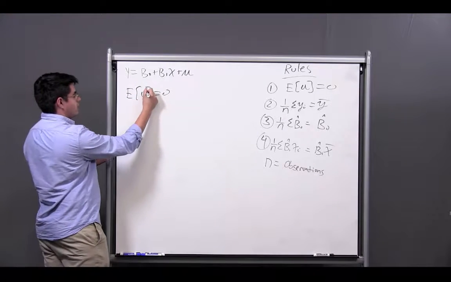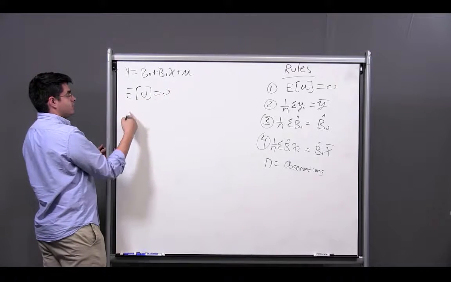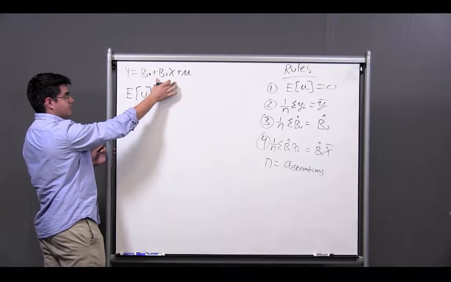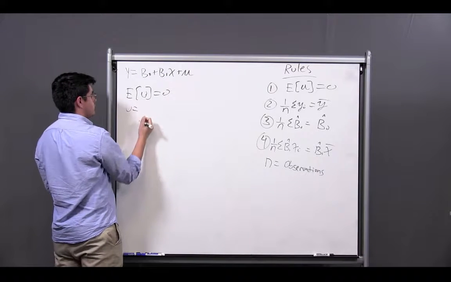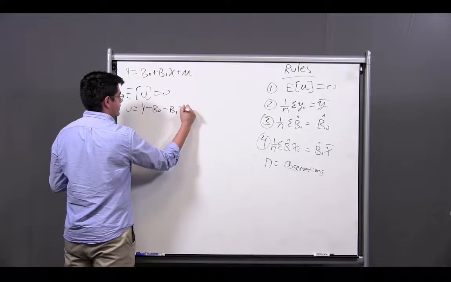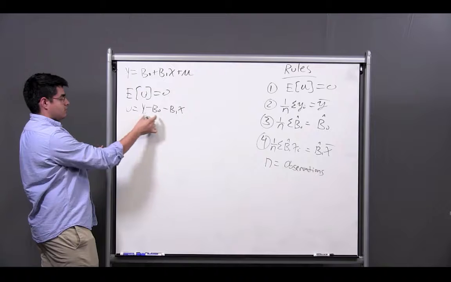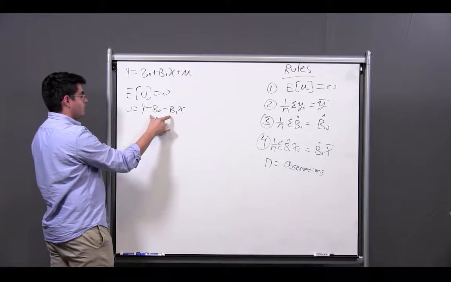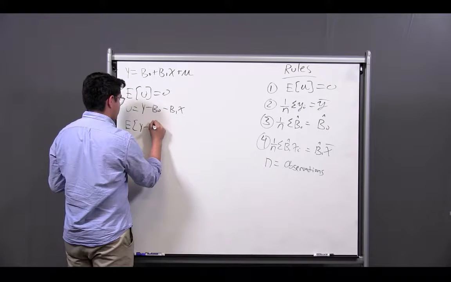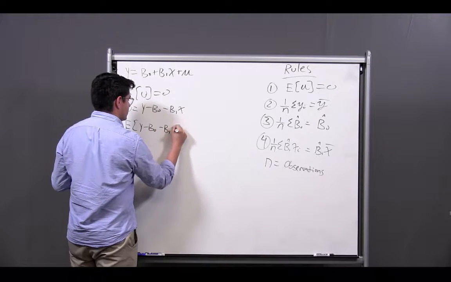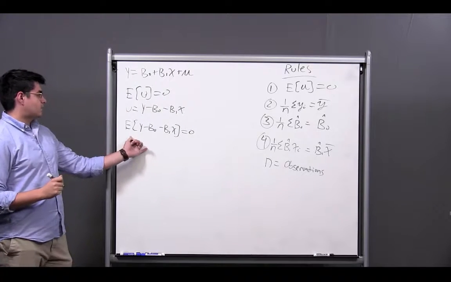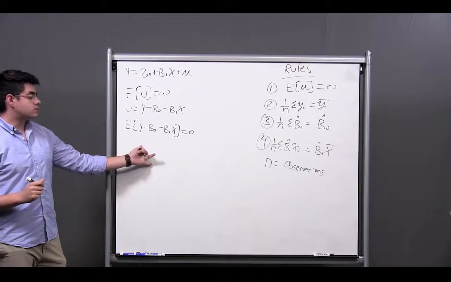So we're going to need to find a value for u, and the way to do this is just to subtract everything from the right side and find a value for u. So u is going to equal y minus beta naught minus beta 1 x. Then we're just going to plug this into our expected value. So the expected value of y minus beta naught minus beta 1 x is equal to 0.